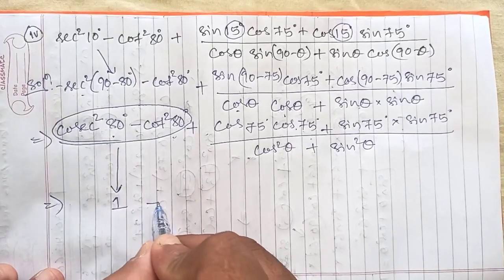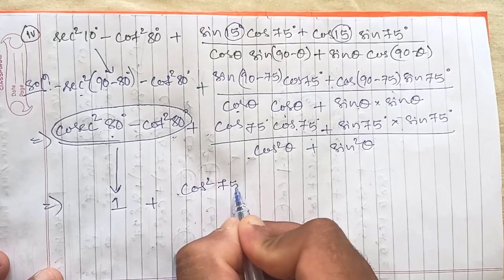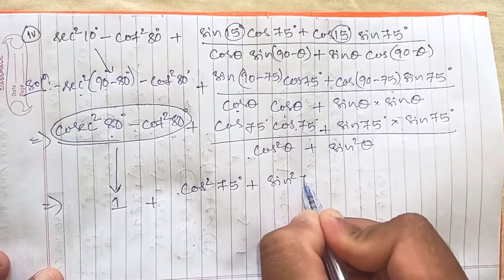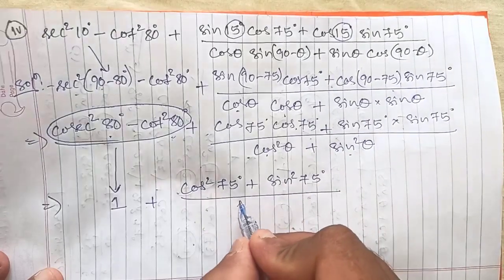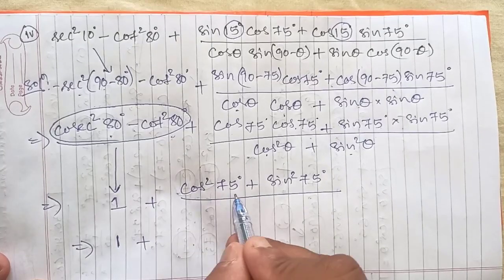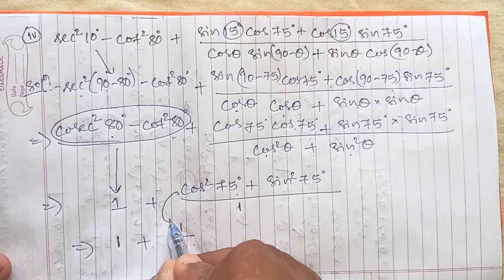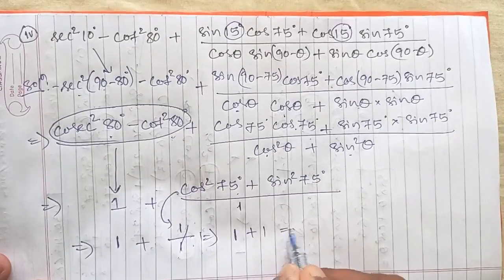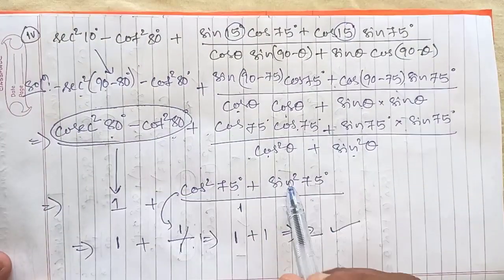1. Okay, plus cos 75 into cos 75 is cos square 75 degree, plus sine 75 into sine 75 is sine square 75 degree, whole divided by cos square theta plus sine square theta, whose formula is 1. Okay, 1 plus 1 divided by 1, its value is 1. 1 by 1 cancels, 1 we will get, 1 plus 1 is 2. So the answer for the fourth bit is 2. In this way you have to solve the fifth bit.